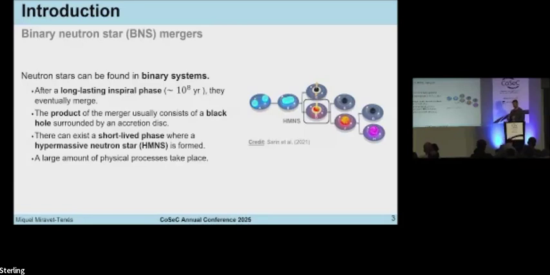And during this post-merger phase, where the hypermassive neutron star hasn't collapsed yet, a large amount of physical processes take place. So for example, here we have the two neutron stars, they merge, and we have different possibilities depending on the total mass of the system. If the system is very massive, it will promptly collapse to a black hole, as you can see here. Otherwise, it will be a hypermassive neutron star, and then again, might collapse to a black hole, or if the mass is not too large, it will end up being a supramassive neutron star, which will be stable against collapse.